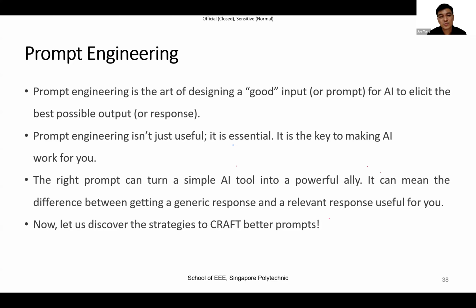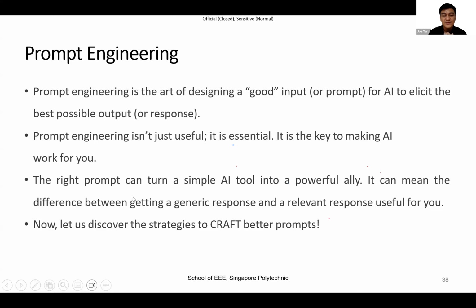Remember, our goal is to work closely with AI, to safeguard our jobs and also to increase productivity. So we have to learn how to write a proper prompt. The technique of writing good prompts is called prompt engineering, which is the art of designing good inputs for AI to elicit the best possible outcome, or response. Prompt engineering isn't just useful, it is essential. It is key to make AI work for you.